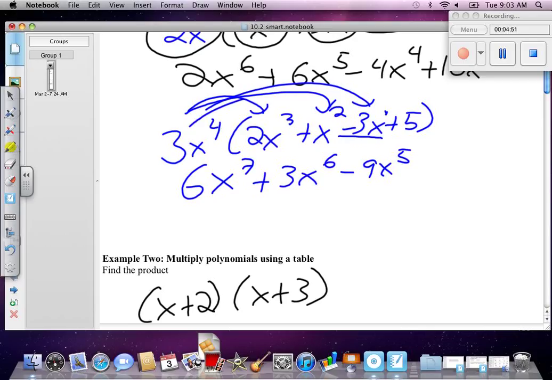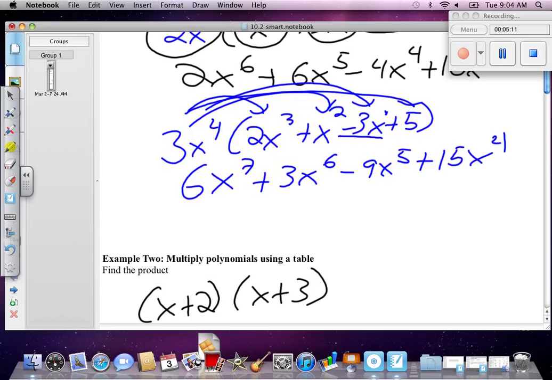And what am I going to get? We're going to get 15x to the 4th. Perfect. So if you have a monomial and you're multiplying it by a polynomial, you just multiply each term by the monomial in front. Okay, the next thing we're going to do is multiply two polynomials together.